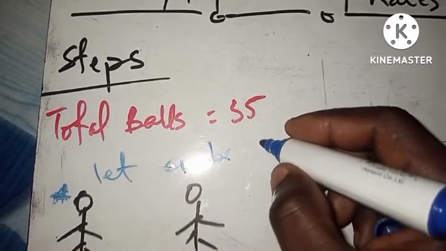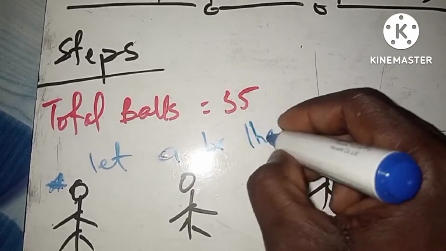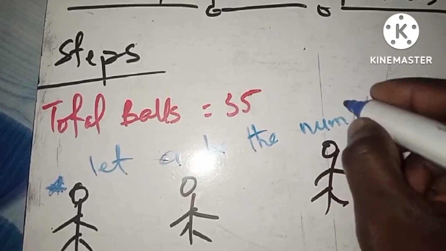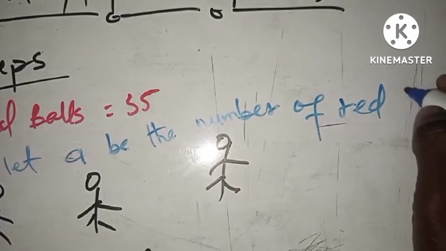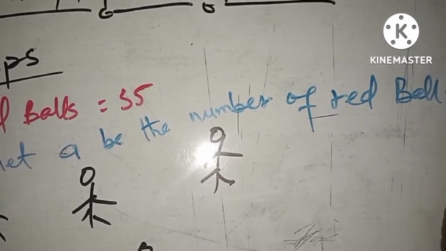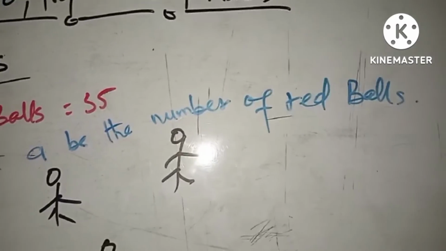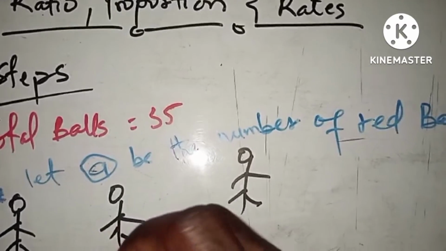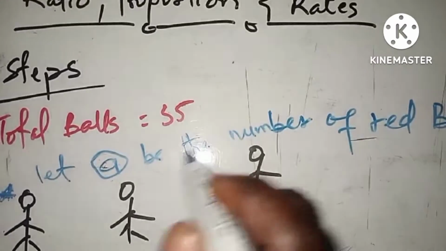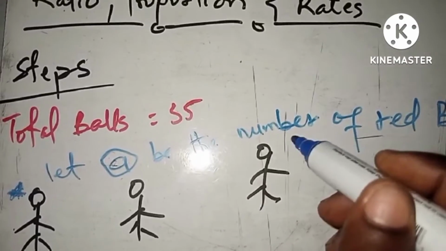So let A be the number of red balls over here. We are using this letter to represent the total number of red balls, one by one, step by step. You get there. Okay.